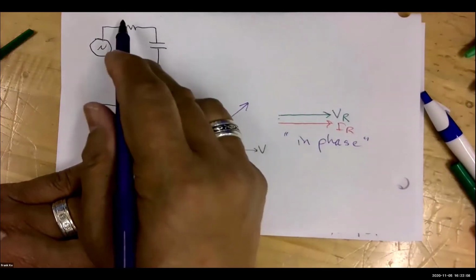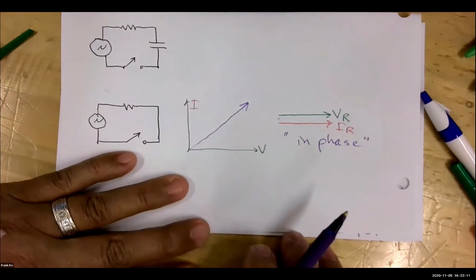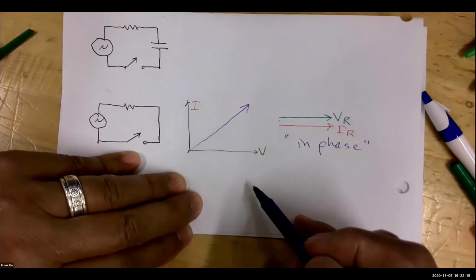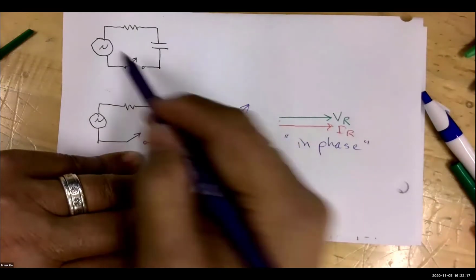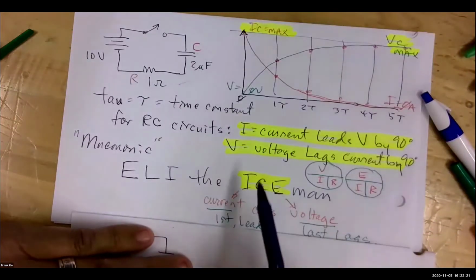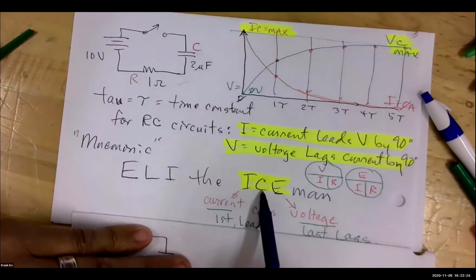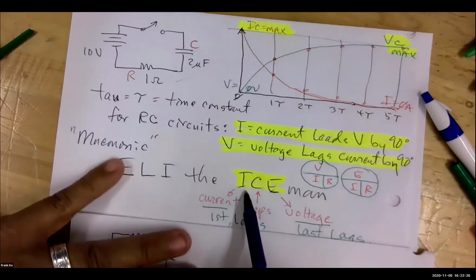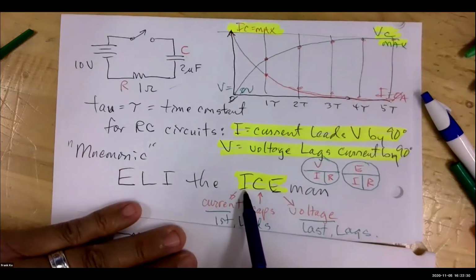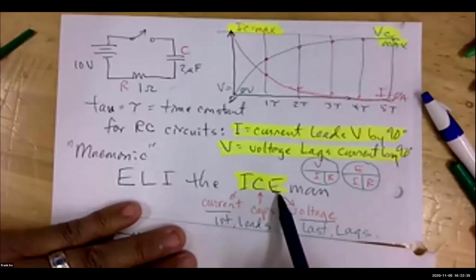With respect to a capacitor and a resistor, with AC, we don't have this phenomenon occur. With respect to a capacitor with AC, which one comes first? According to ELI the ICE man, capacitor says, what comes first? What's it say over here, Yusuf? Current. Current comes first before E, and E stands for what, Yusuf? Electromotive force, voltage. Voltage, precisely.